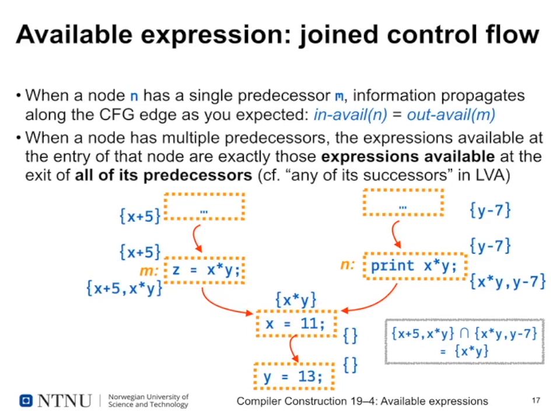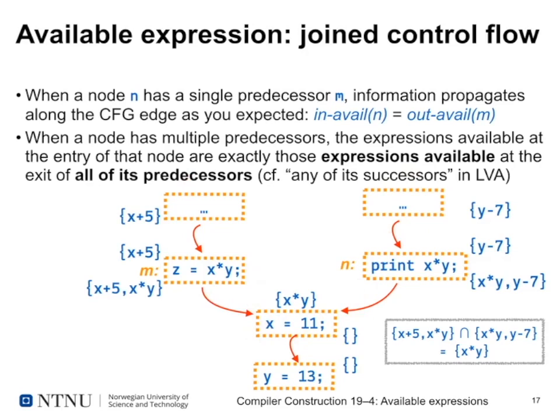So when a node has multiple predecessors, the expressions available at the entry of that node are exactly those expressions that are available on both paths, or in all paths of the predecessors. Because we have to make sure that the expression we're maybe optimizing for was calculated here as well as here before we're able to reuse it somewhere.